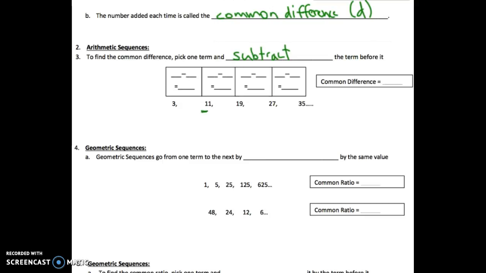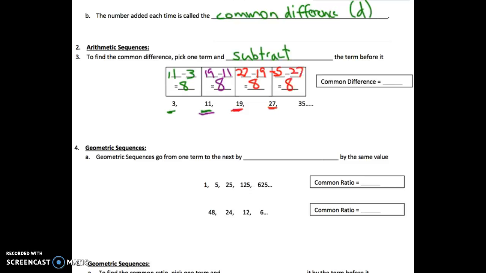if that's not easily seen, you take one term, it has to be at least the one after the first one, so 11, and you subtract the one before it, 3. 11 minus 3 is 8. So if I was going to do this again, just to check my work, I would take the next term, 19, and subtract the one before it. 19 minus 11 is indeed 8. Just to triple check, 27 minus 19 is 8. And the difference between 35 and 27 is also 8.